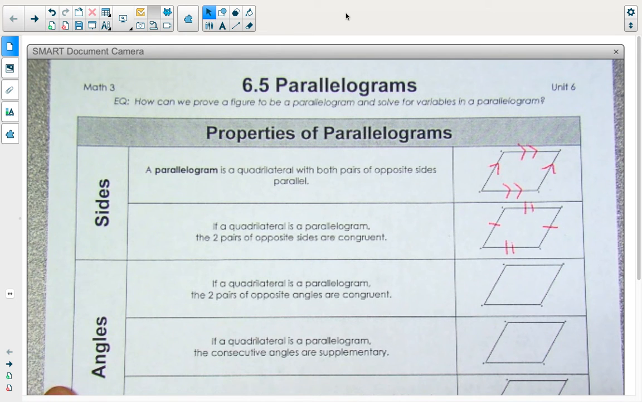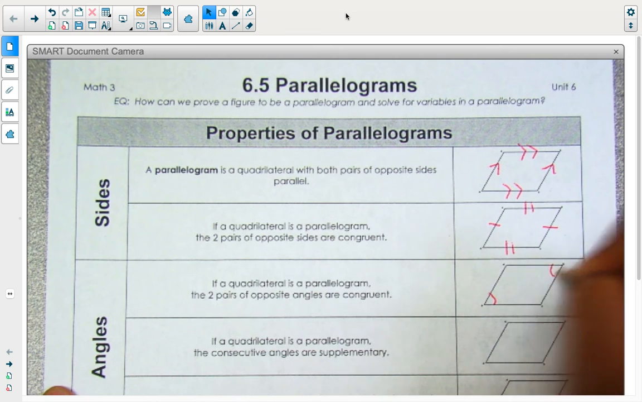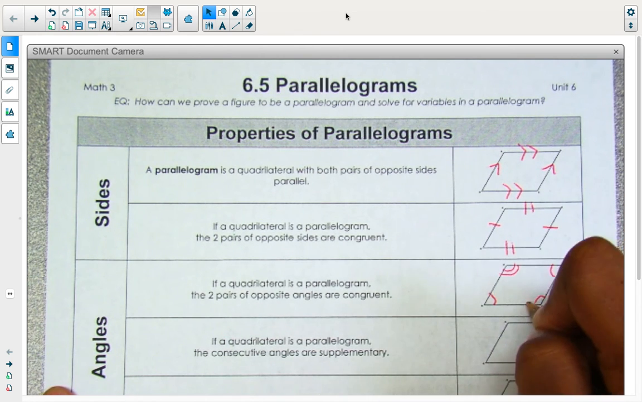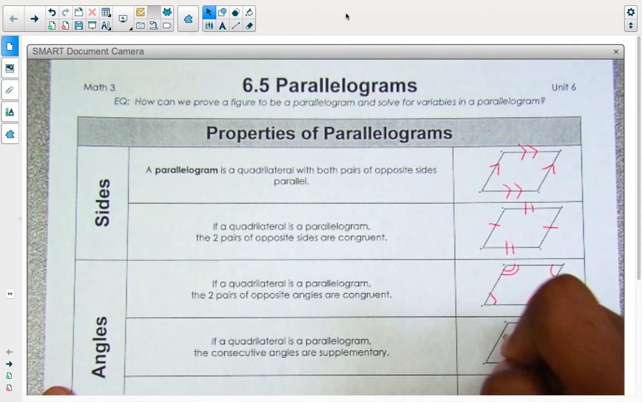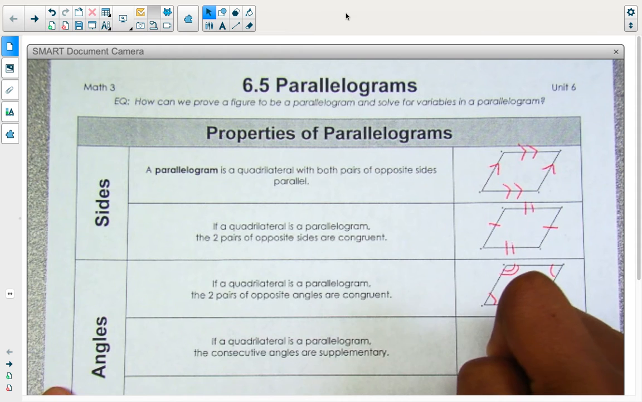Now let's take a look at their angles. If a quadrilateral is a parallelogram, the two pairs of opposite angles are congruent. So this angle is congruent to this angle, and this angle is congruent to this angle. All right, the second thing, if a quadrilateral is a parallelogram, the consecutive angles are supplementary. So supplementary means they add to 180 degrees. So I'm going to number them 1, 2, 3, 4.